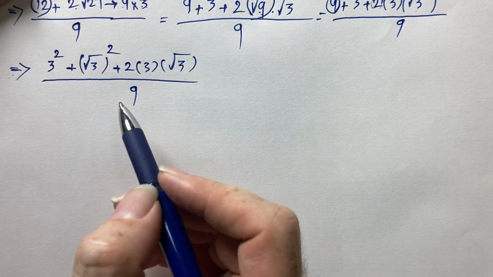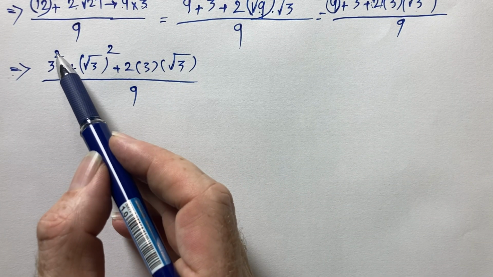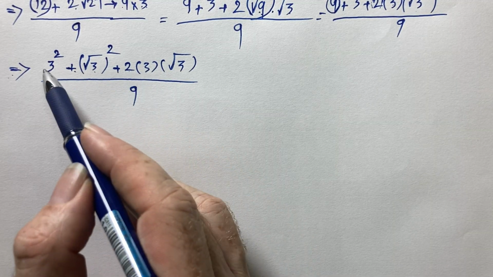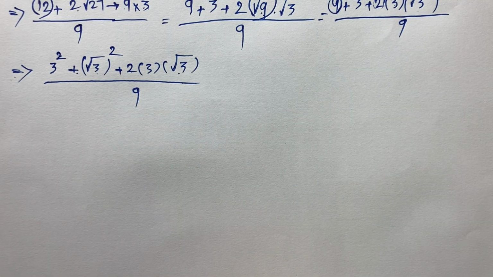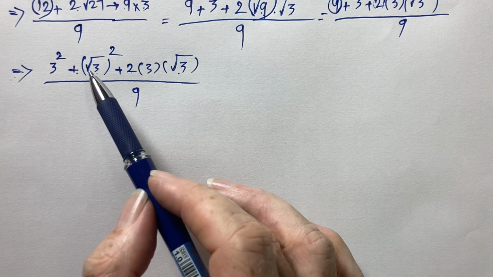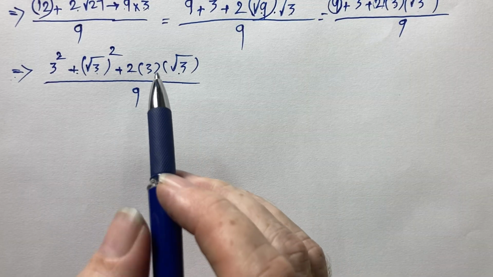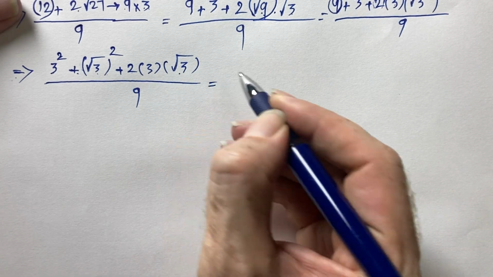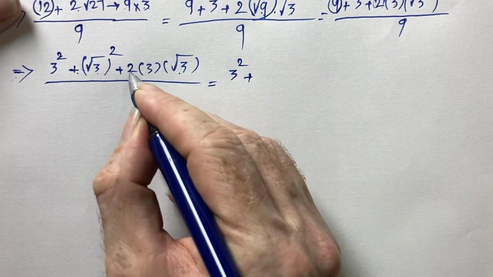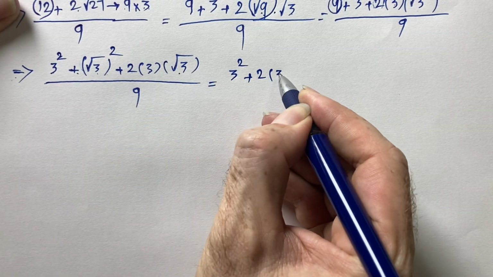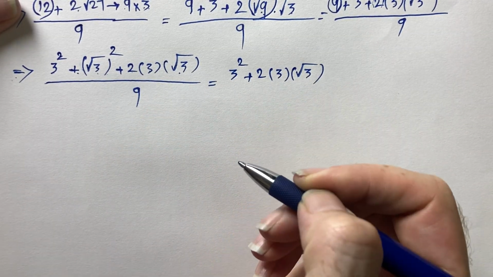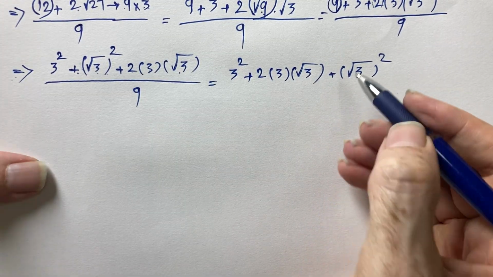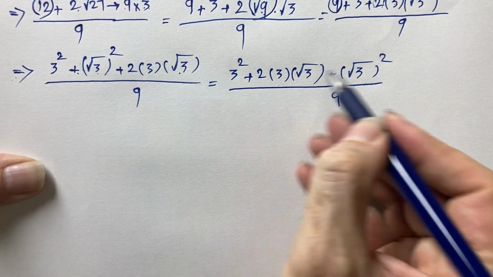What is this? Look carefully. First term squared plus second term squared plus twice of the product of the first term and second term. If you cannot guess what this is, let me help you more. What if I change the place of this term and this term? Look, it is the same as first term squared plus twice of the product of the first term and second term plus second term squared, right? Over 9.